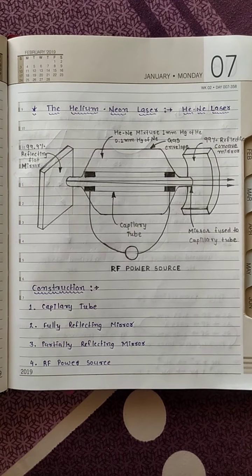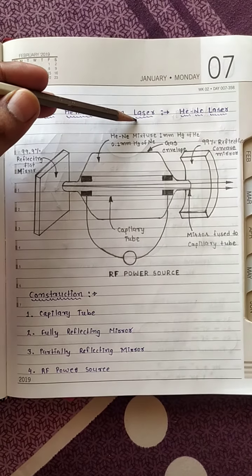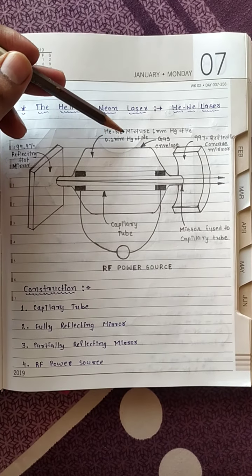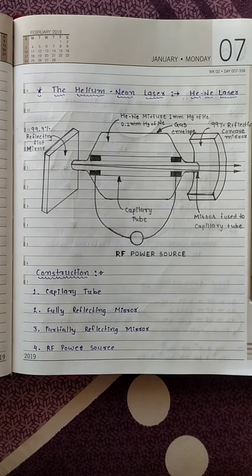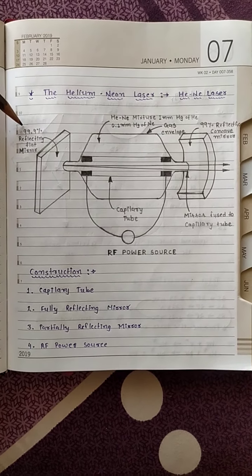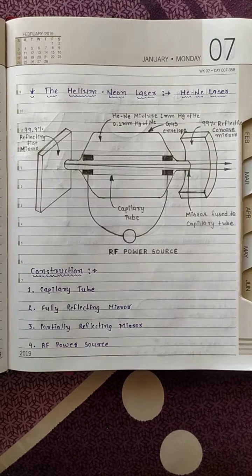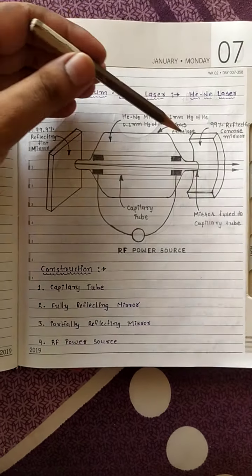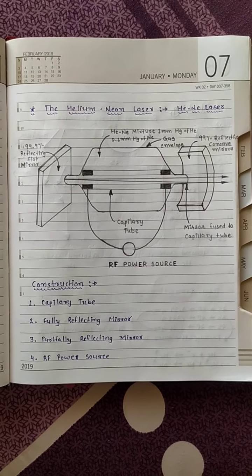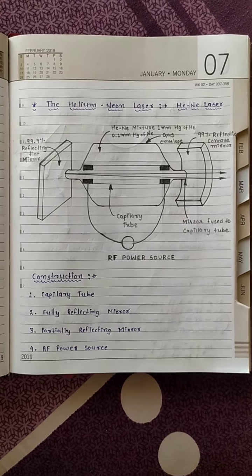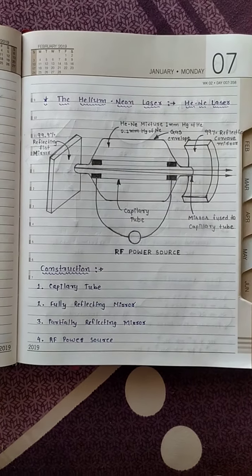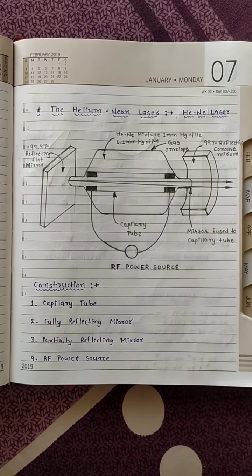The pressure of the gases is about 1 mm of mercury for helium and 0.1 mm of mercury for neon. Two mirrors are used: a 99.9% reflecting flat mirror, or fully reflecting mirror, and a 99% reflective concave mirror, or partially reflecting mirror. For the excitation purpose, to achieve the population inversion, we need a source. For that purpose, an RF power source, or we can say a DC source, is directly connected to the capillary tube.